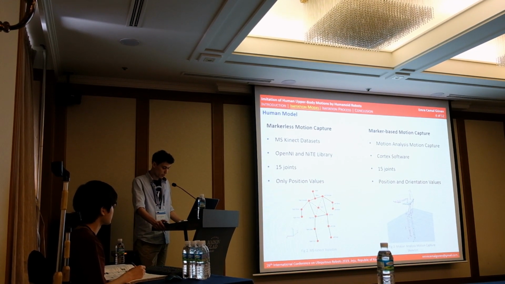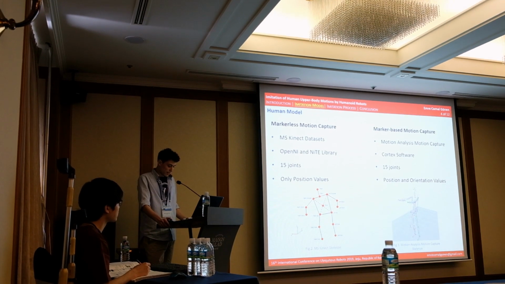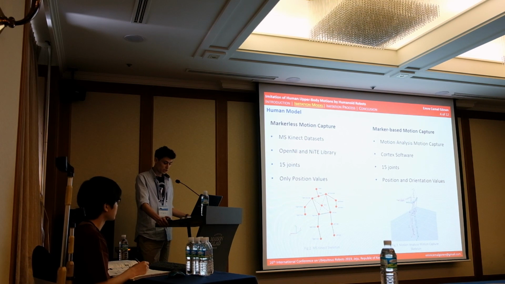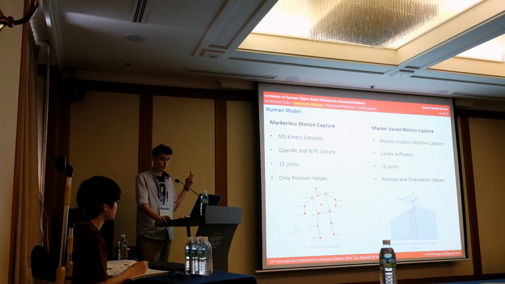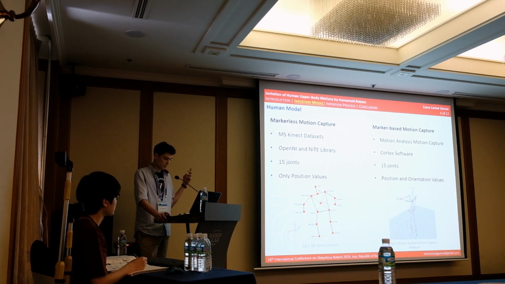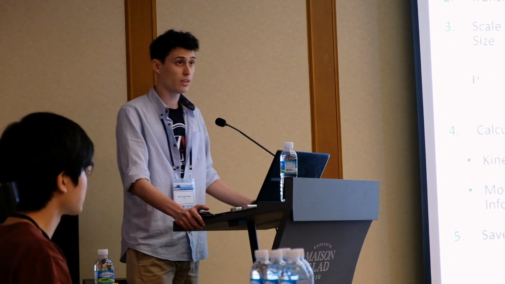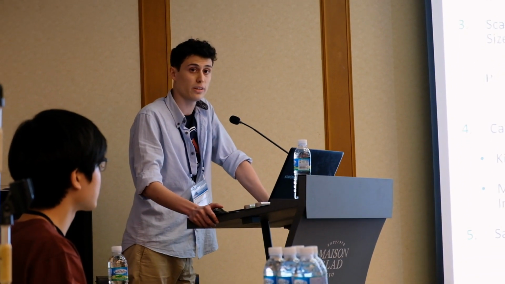So far, we have a robot model, and now we need a human model for imitation. In this project, as I mentioned before, we have two different sensors, and the main difference between them is that in Kinect we have just the human skeleton, I mean the positions of these points, and in the motion capture system, we have both position and orientation information. So I have a robot model and a human model. Now I can do the imitation.